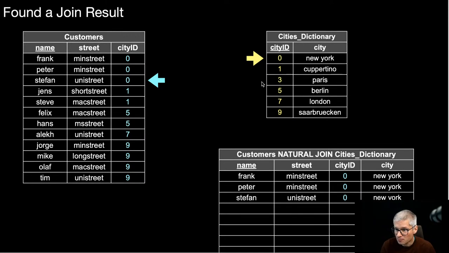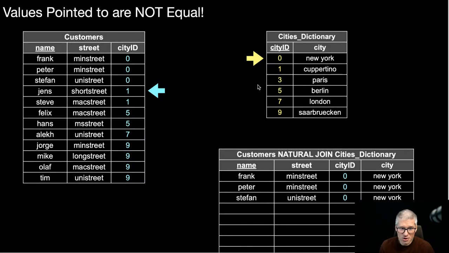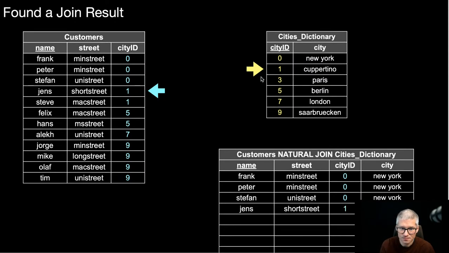Again, I move the left pointer forward. I do the check. One is not equal to zero. So I don't find a join result. And now if both pointers are not pointing to the same integer, they're not equal, the condition is I move the one pointing to the smaller value. Now the yellow pointer is pointing to the smaller ID, zero is smaller than one, therefore I have to move the yellow pointer. Again, I perform the check, I see, okay, one matches one, so that's the result.